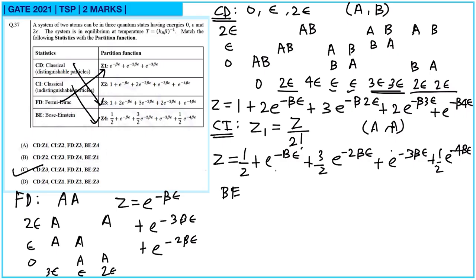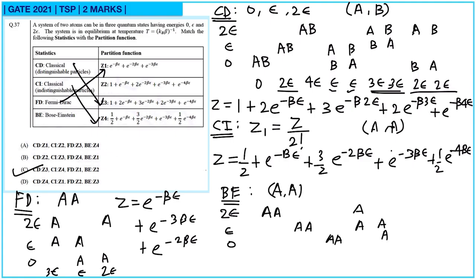And then last we have Bose-Einstein. So here we have two particles, those are AA, and they are bosons. So a single level can contain more than one particle. So 2E, E and 0. So this will be AA, AA, AA. Then we have AA, AA and AA. These are the possible combinations. So here total energy is 2E, E, 0. Then we have 3E, E and 2E.